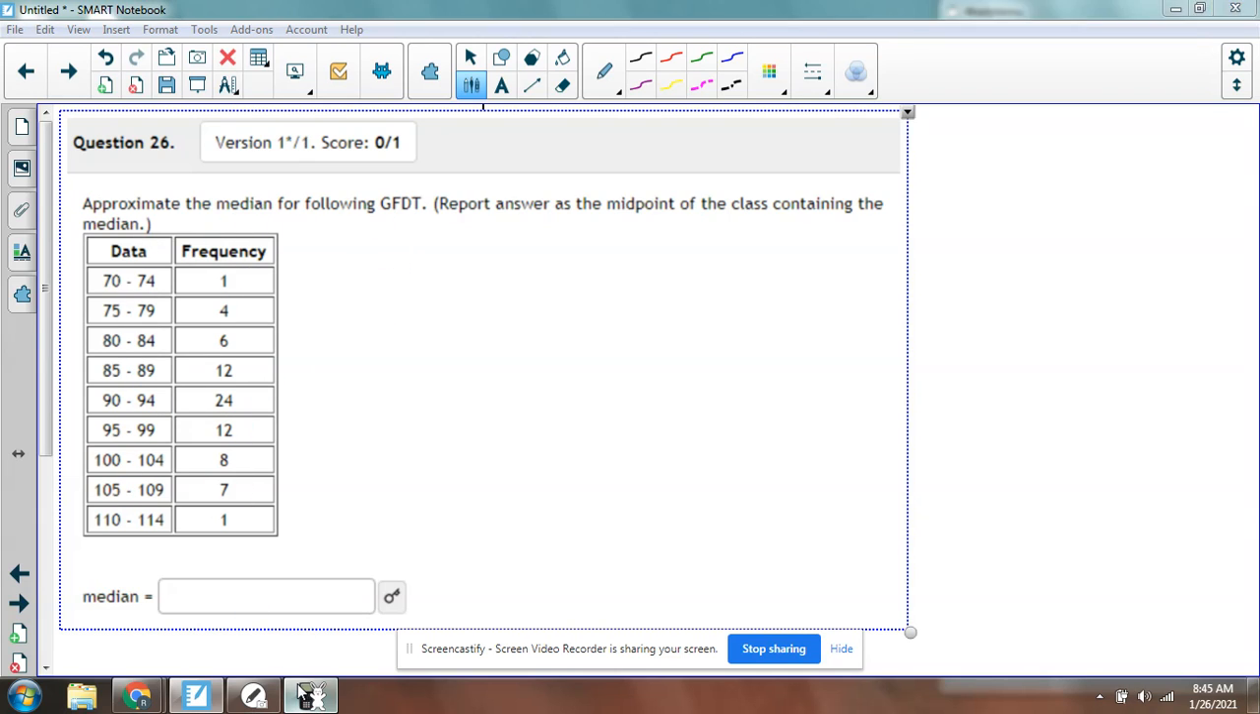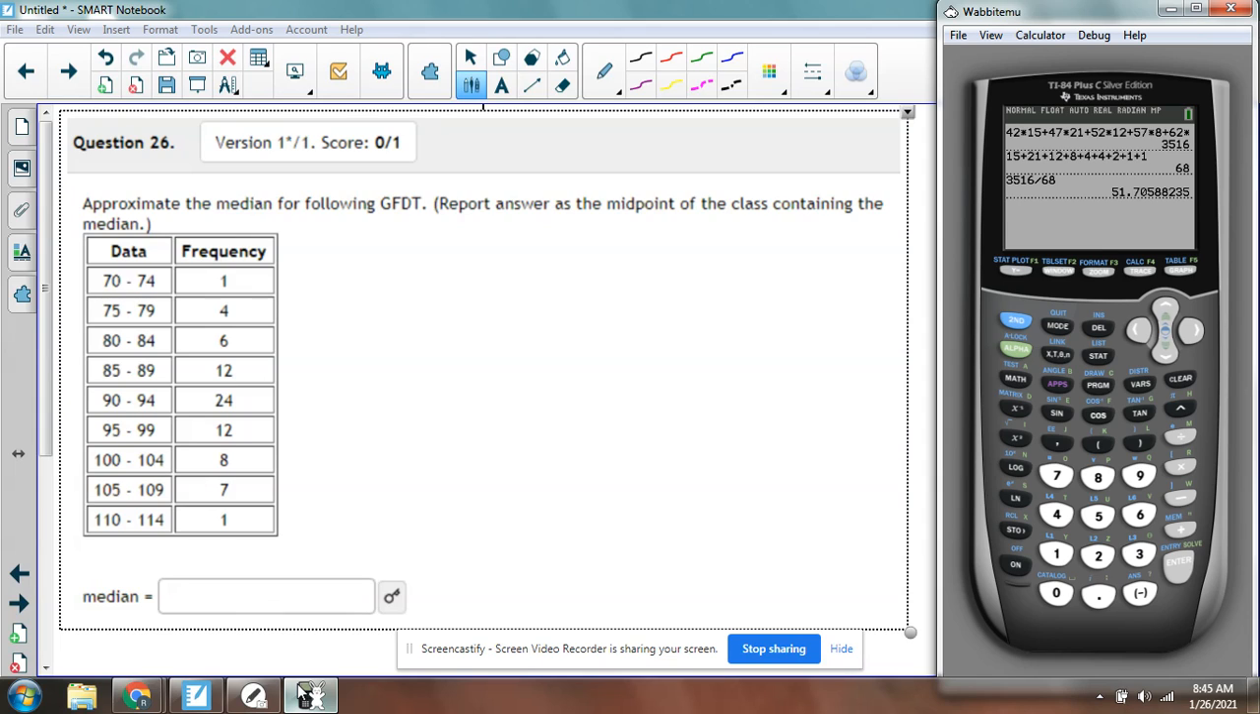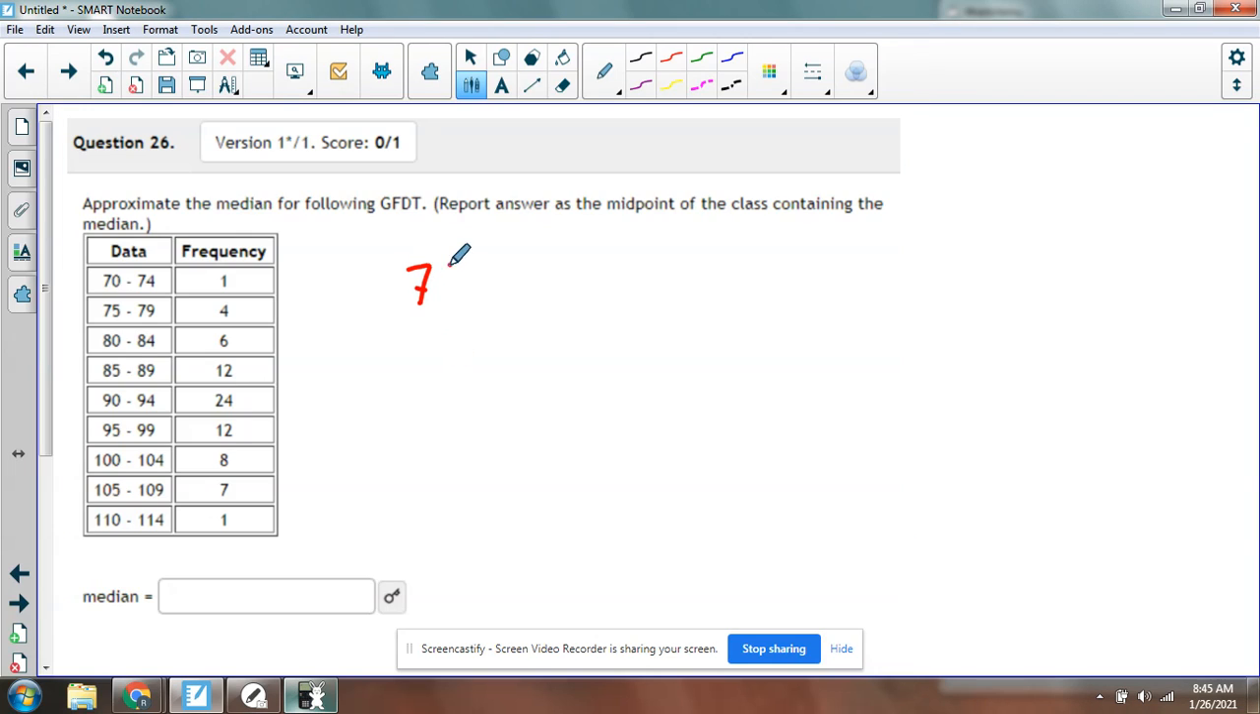First thing I want to do is figure out how many data points there are. I'm going to add up the number of data points: 1 plus 4 plus 6 plus 12 plus 24 plus 12 plus 8 plus 7 plus 1. So there's 75 things. 75 data values.